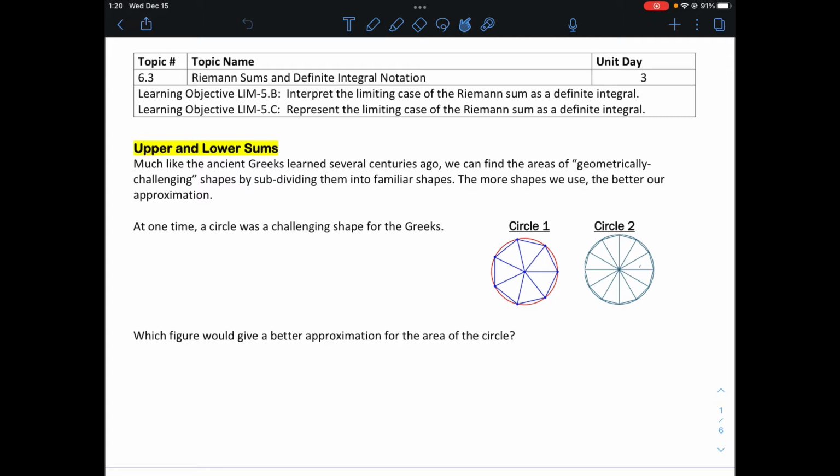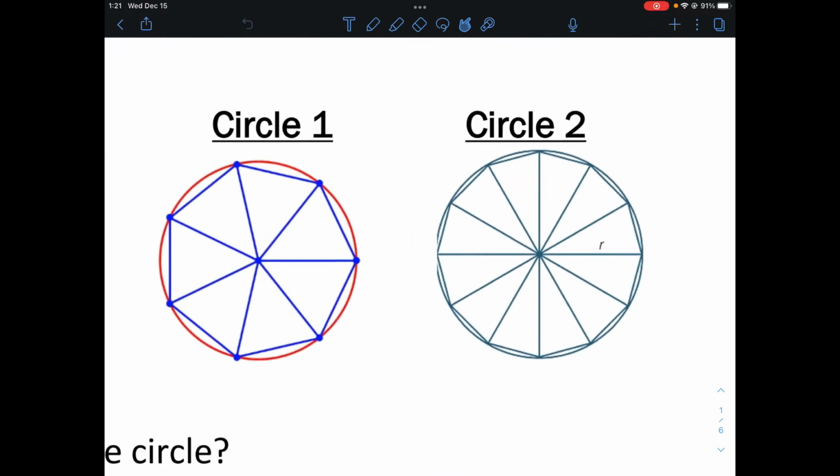And much like the ancient Greeks learned several centuries ago, we can find the areas of geometrically challenging shapes by subdividing them into familiar shapes. The more shapes we use, the better our approximation. A circle, before people knew the area formula for a circle, was a very challenging shape to find the area of. So what the ancient Greeks did is they started dividing it up into triangles.